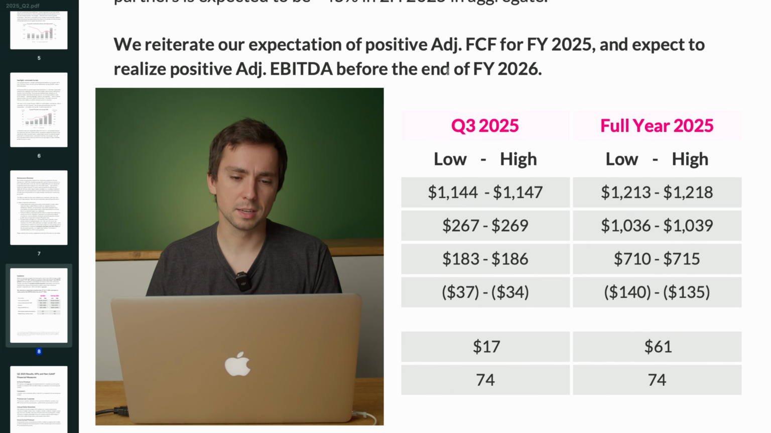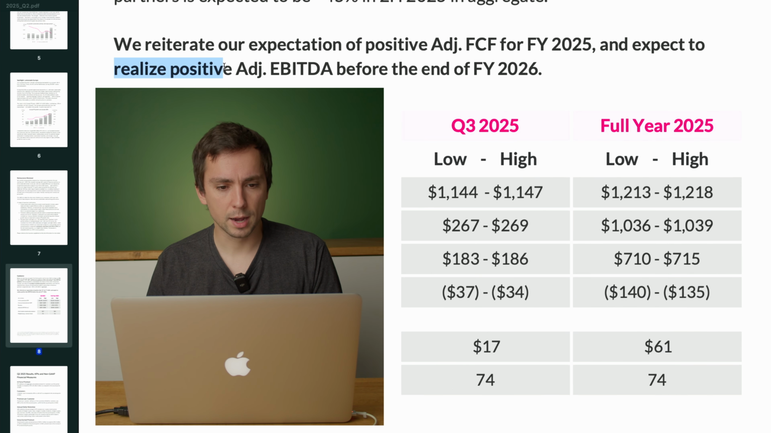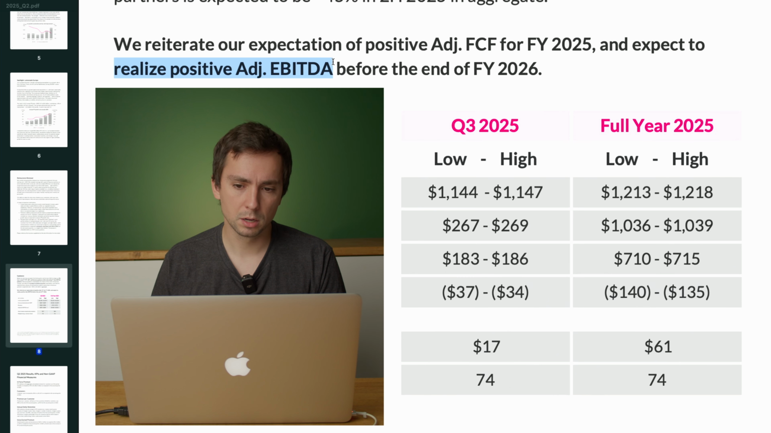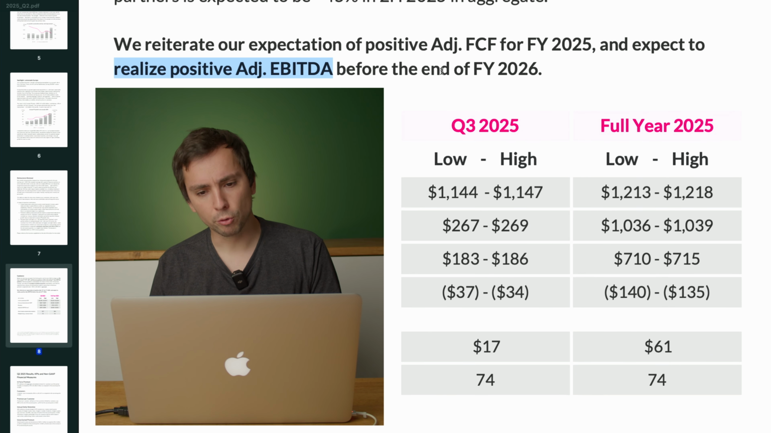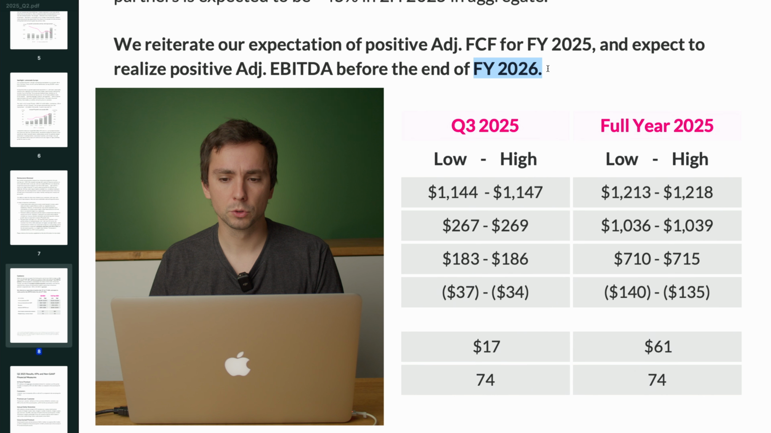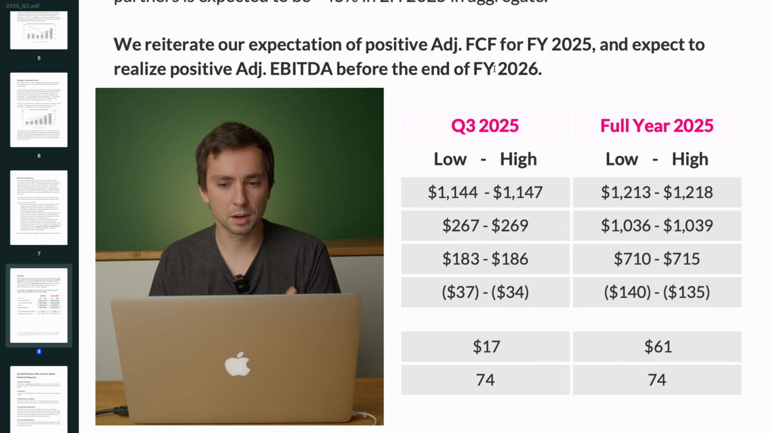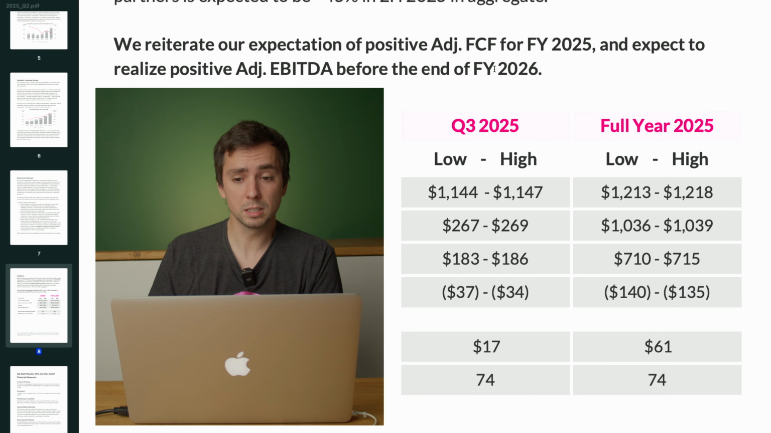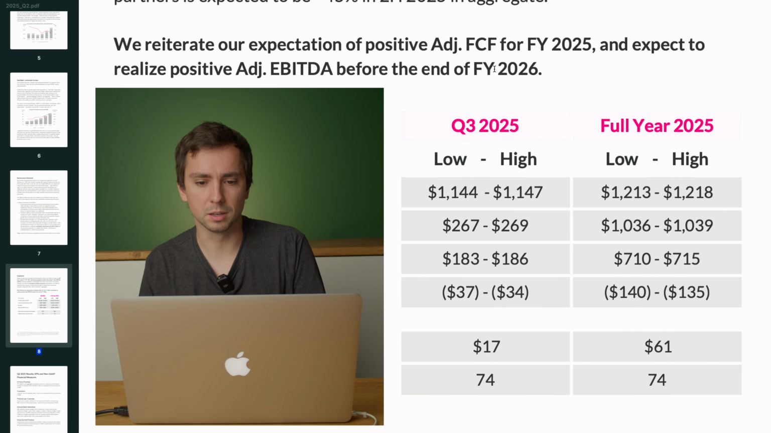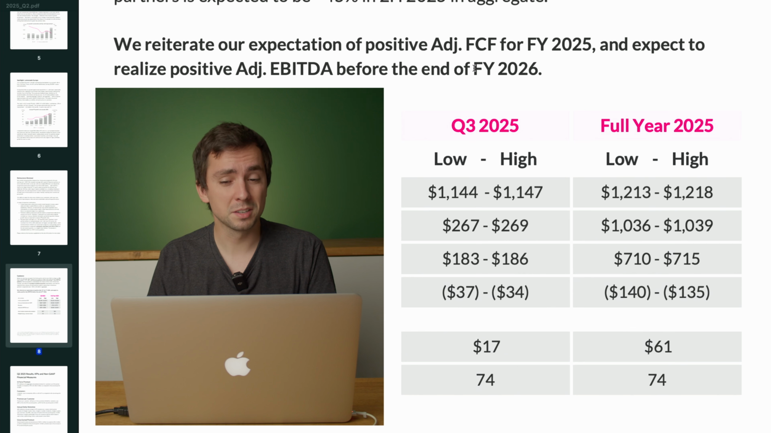So why would they say that they would realize positive adjusted EBITDA before the end of full year 2026, right? Full year doesn't really have an end. It's the full year, right? So this is very, very strange. And to me, this seems like a hint, and maybe they didn't really put it in on purpose, but this could be a hint that they will have positive adjusted EBITDA for full year 2026.